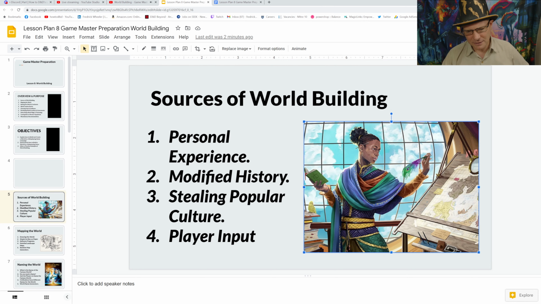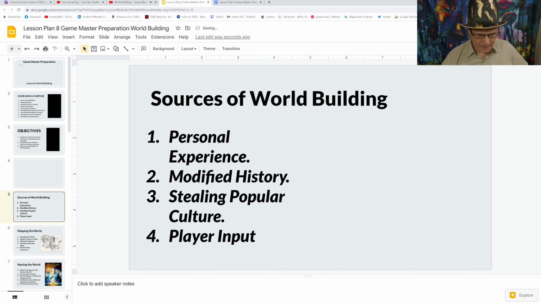I think this piece of artwork here for sources of world building, which is personal experience, modifying history, stealing popular culture. Now, is it popular culture or is it pop culture? Popular culture. I think it's popular culture. That covers it. Player input. Those are all things we can leave this slide pretty much intact. I'm probably going to take the artwork out because I can replace it with something else. It's not the end of the world, so we will take it and replace it with something else. We'll put a square in there for now, I guess.